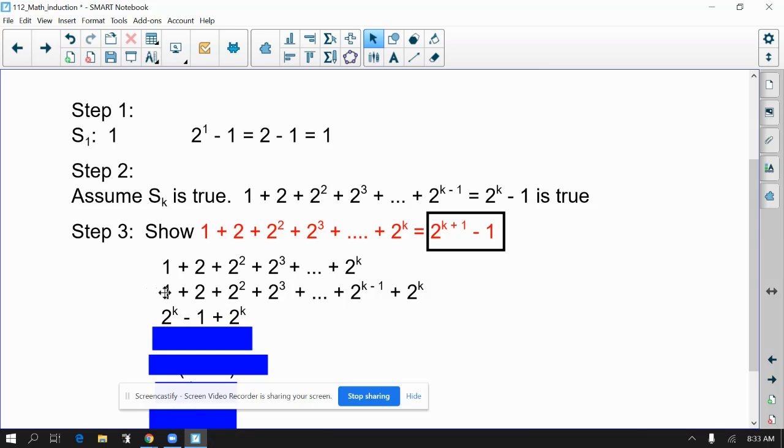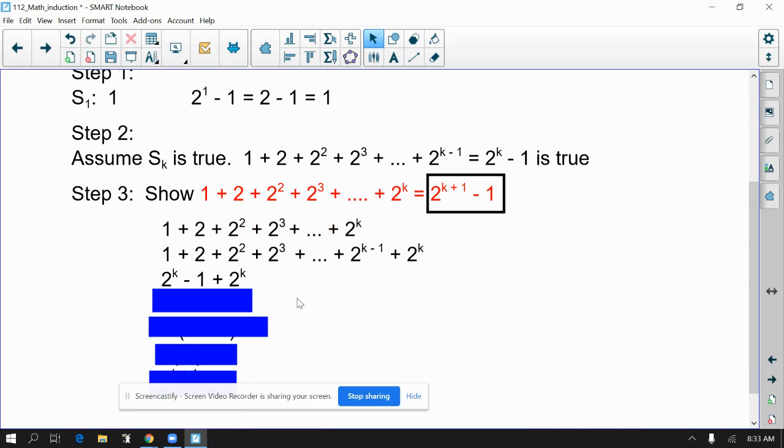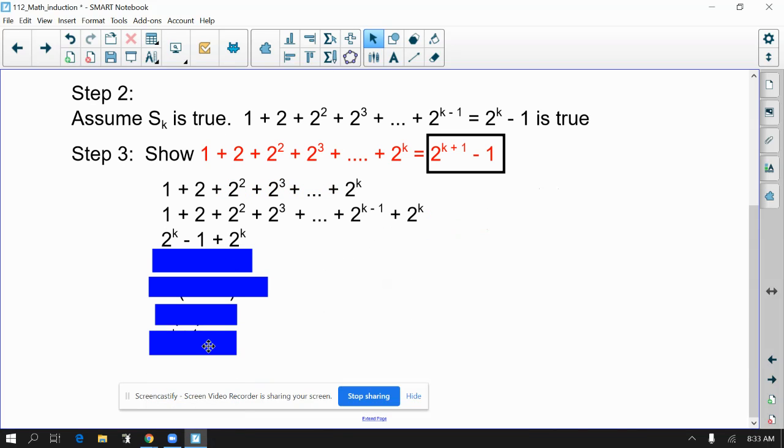So I've got, this is 2 to the k minus 1 plus 2 to the k. And then now what? I mean, you have to get here, but how do you get there? Well, it makes sense. We may not know why, how this will help us, but we've got 2 to the k here and 2 to the k here. Let's just get those two guys closer together.